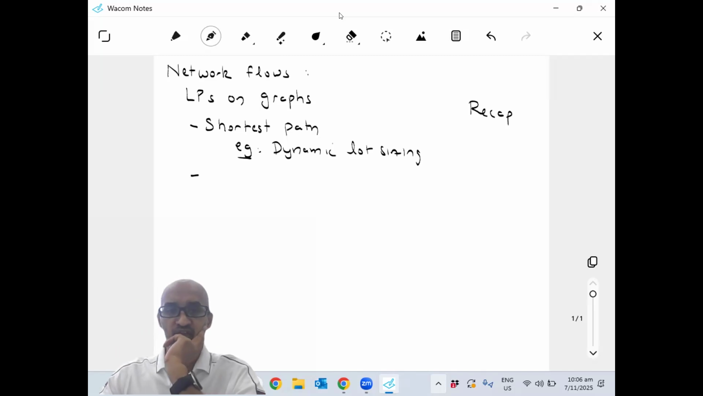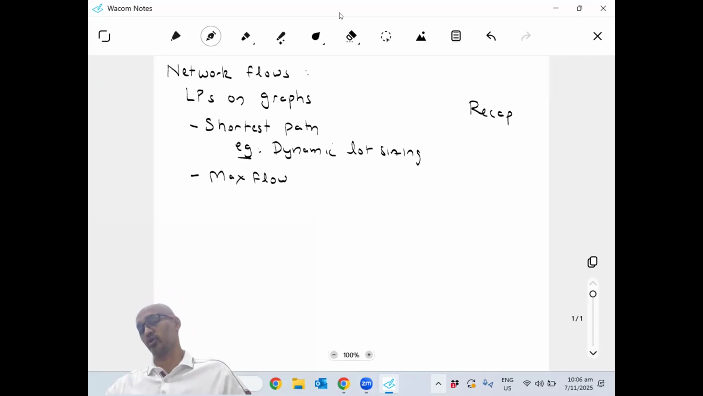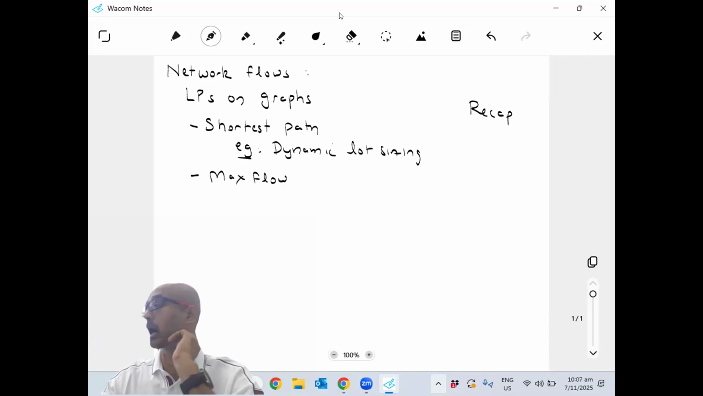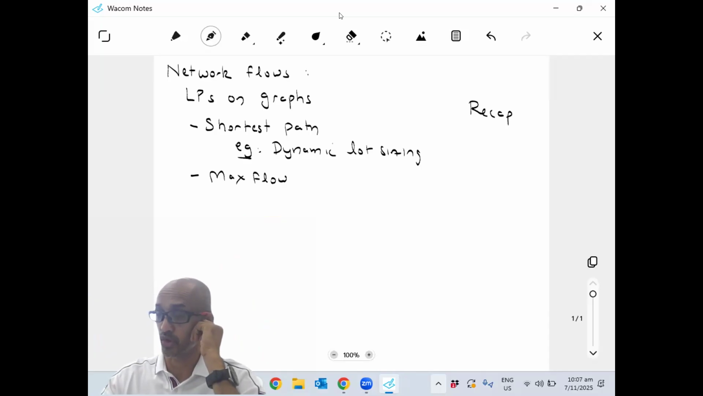Okay, the second class of problems which I introduced was max flow. Again, we'll come back to this later today. But basically, in these problems, you have not costs on links, but you have capacities on links. And you're trying to send maximum flow from one node in this graph to some other node in this graph. And again, this can be solved as a minimum cost network flow problem. Okay.